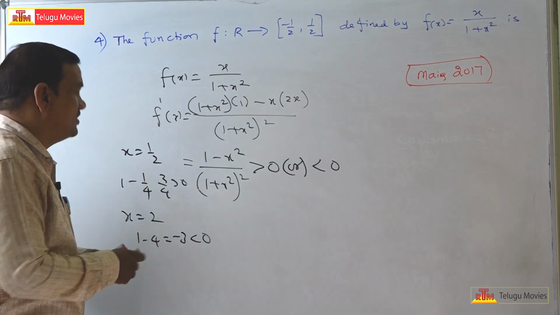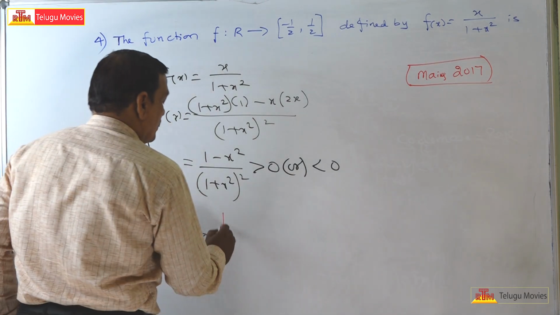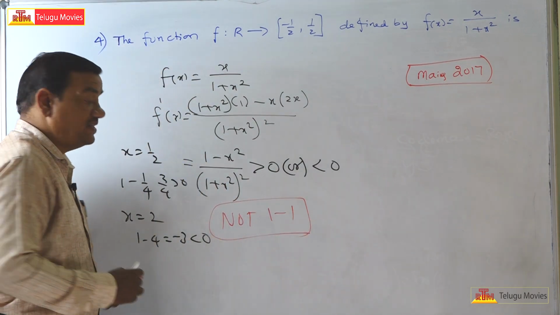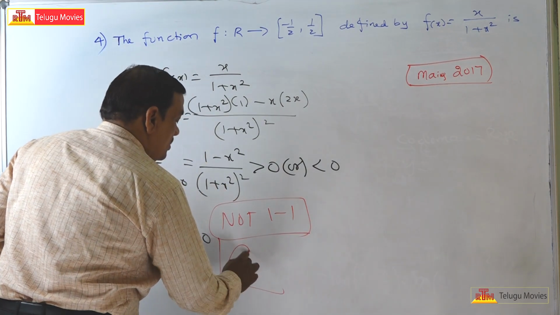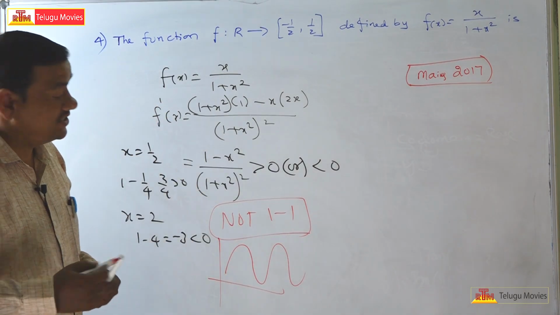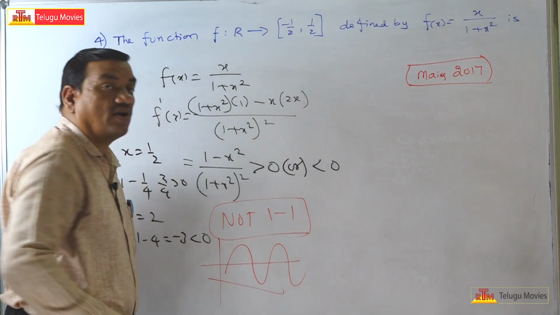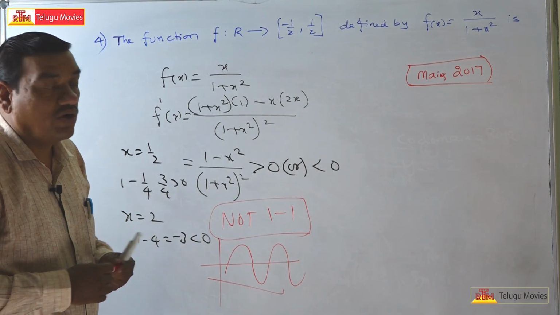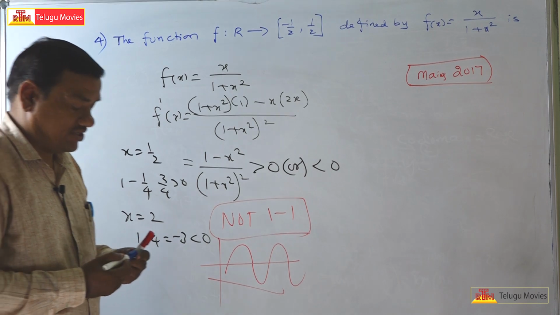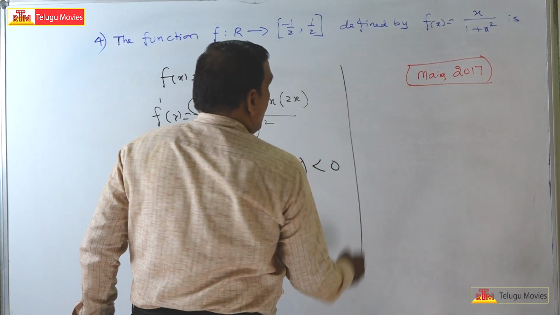Therefore, f is not a one-one function. That means in the given interval the ups and downs are coming, increasing and decreasing, increasing, decreasing. By the horizontal line test, if you draw a line, it is intersecting the curve more than one time. Therefore, it is not a one-one function. Clear? Now, coming to the onto function.